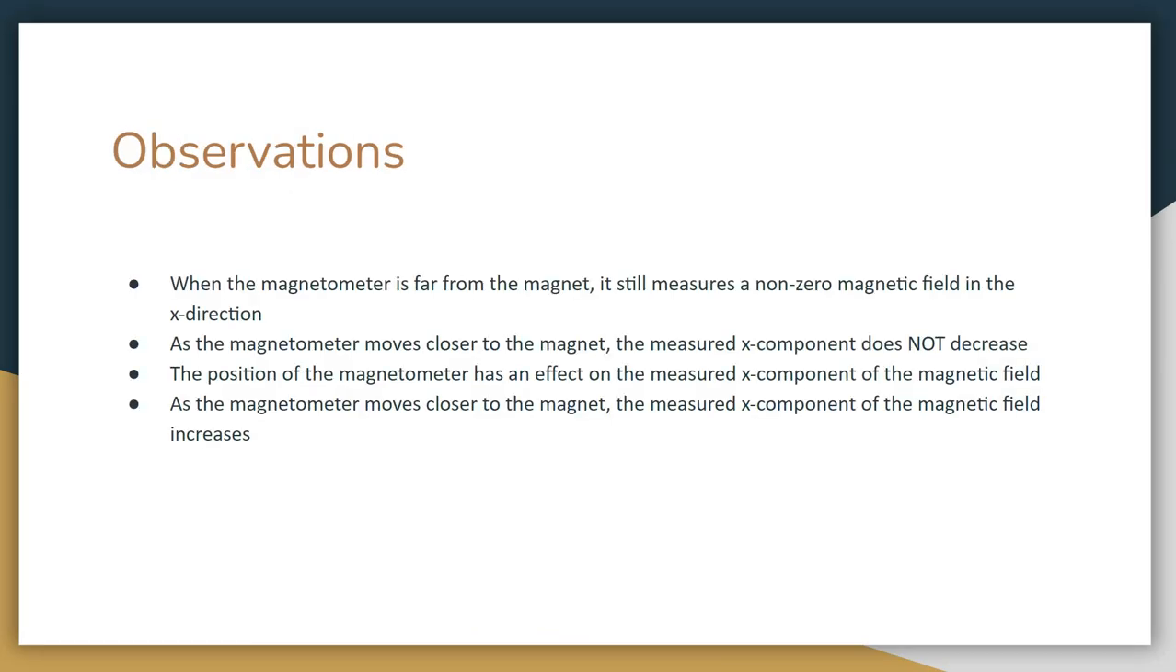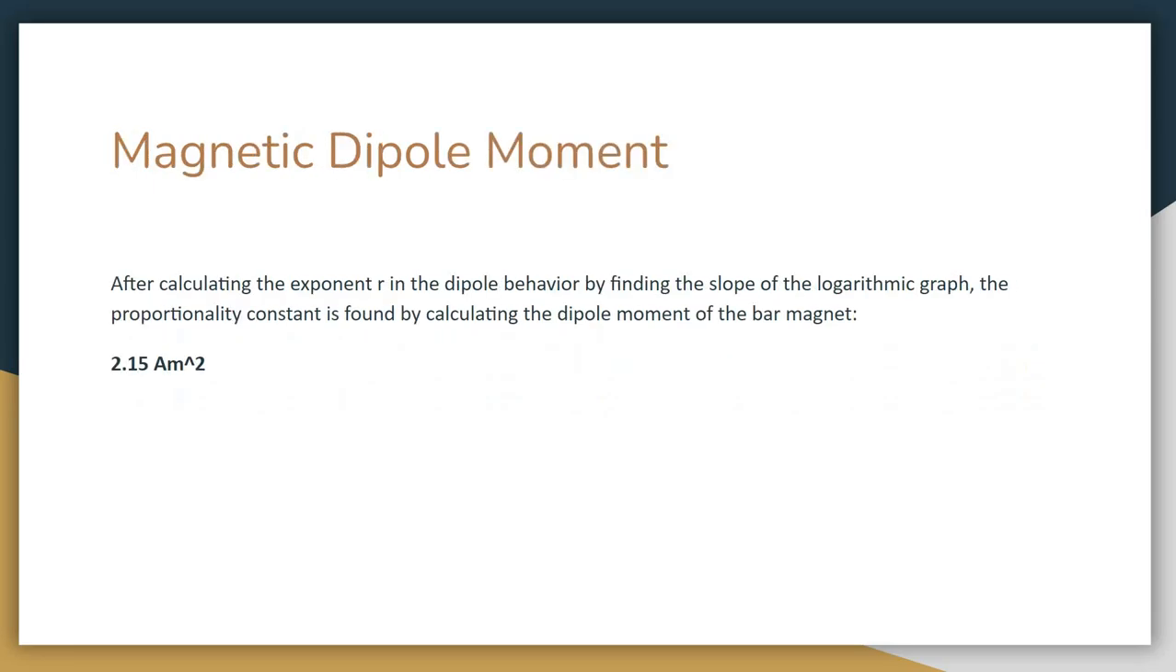Some observations that we made were that the magnetometer, when it's far from the magnet, still measures a non-zero magnetic field in the X direction. So there's always a magnetic field. And as the magnetometer goes closer to the magnet, the X component increases, it doesn't decrease. And then the position of the magnetometer does have an effect on the X component of the magnetic field, so you have to make sure that it's positioned correctly. And when it moves closer, it increases as well.